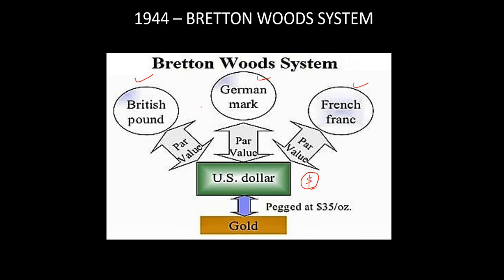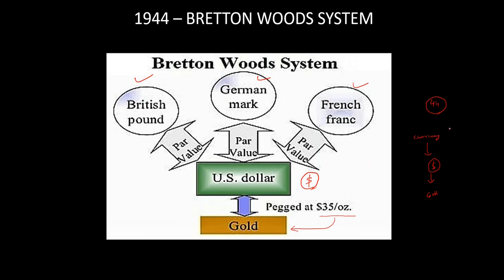So it was decided that all these countries, specifically 44 of them, I'll not go into the names of each of them, will peg their currency at fixed exchange rates with the US dollar, and the US dollar in turn will be pegged at $35 per ounce of gold. Basically speaking, every currency got pegged to gold via the dollar. So this was thought of as a way to establish monetary stability.